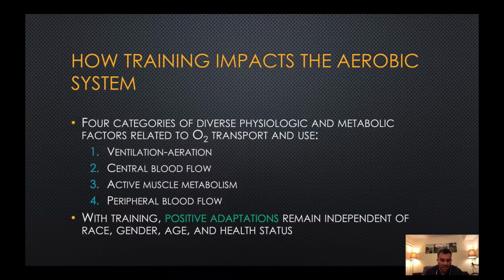How training affects your aerobic system, really four ways: ventilation, your blood flow, central to peripheral, and then metabolism at the local muscle. These adaptations remain independent of race, gender, age, and health. So realize that these will occur with everybody.